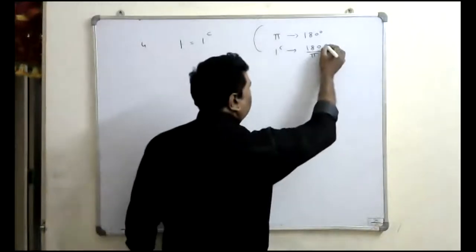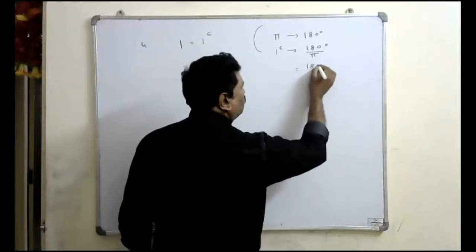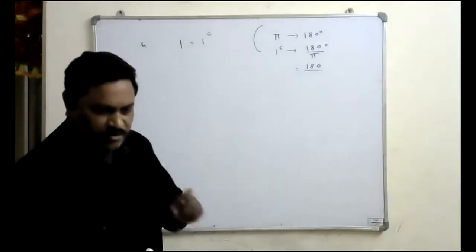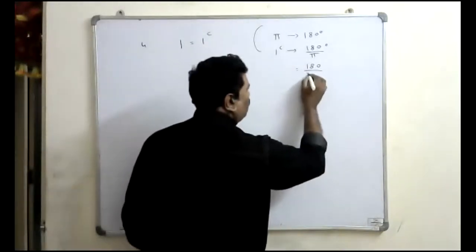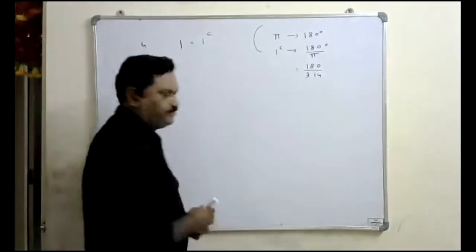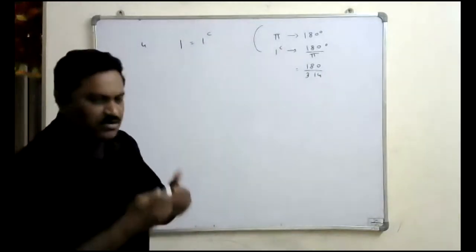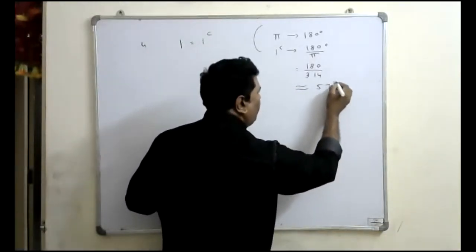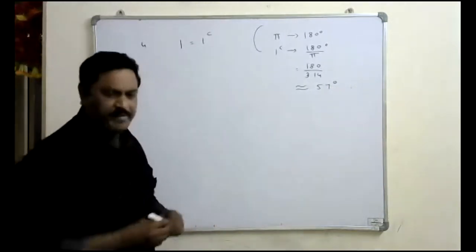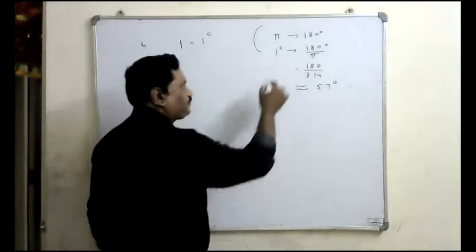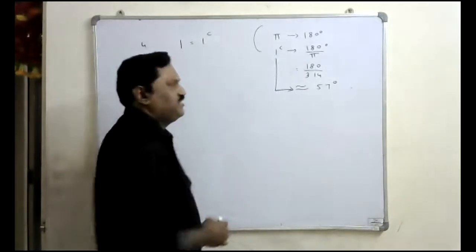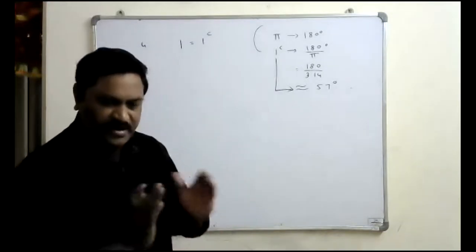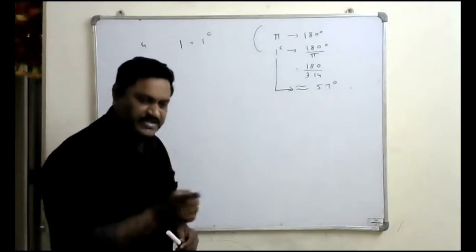So what is the value of pi? Pi means 22 by 7. What is the value of 22 by 7 approximately? 3.14. So 180 upon 3.14 if we consider, approximately we get 57 degrees something. Therefore remember that 1 radian value is equal to 57 degree approximately. So that is a conversion of the radian and the degree.